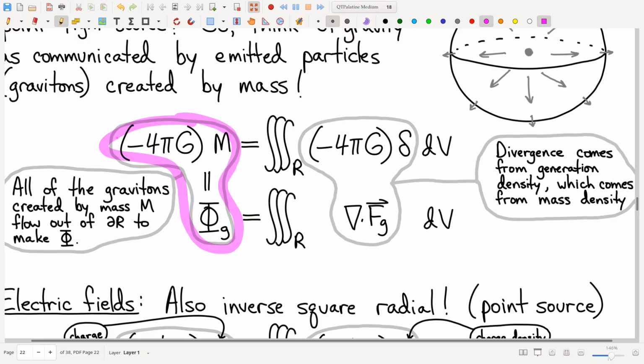Right? Now, reasonable question: we've got the mass inside of this region. How much of that fluid, how many of those gravitons will then subsequently leave your region? And all of them do, right? We're not collecting gravitons. The whole idea is that gravitons shoot out and that's what communicates the gravitational field. So more mass makes more gravitons, which makes more flux through the boundary. And so the argument that I've just made shows that these should be proportional.